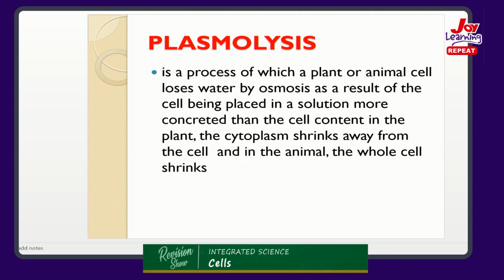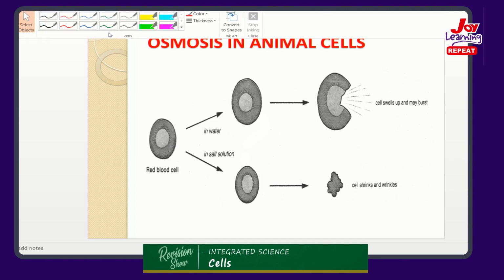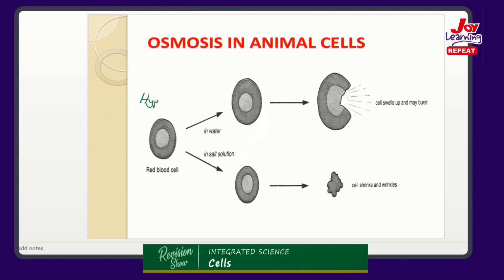So on your screen is a definition describing what plasmolysis is. That means plasmolysis only takes place in plant cells. But in animal cells, let's look at what happened. If you put it in a hypotonic solution, and you put this in hypertonic. In hypotonic, it will swell, become bigger and burst.